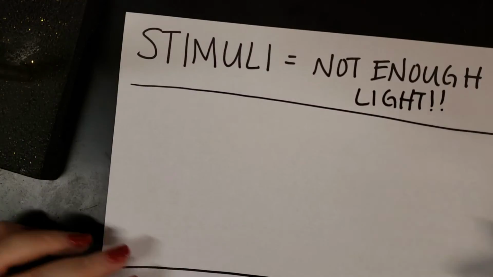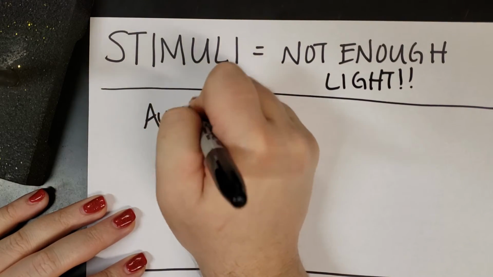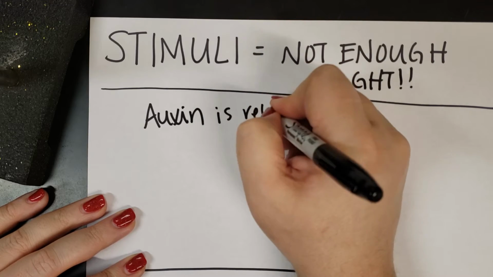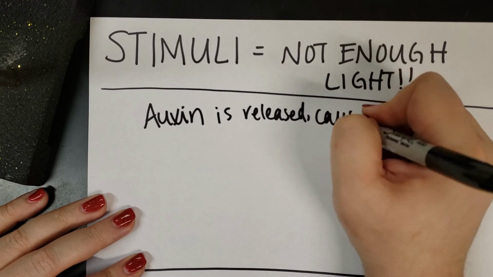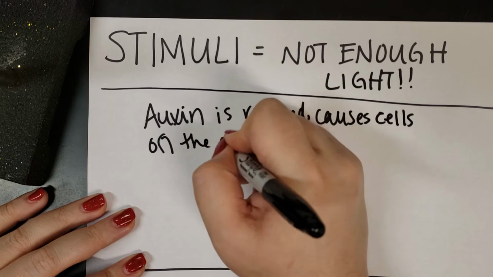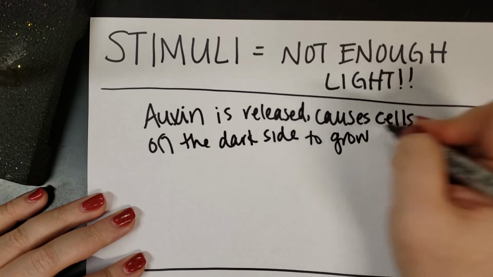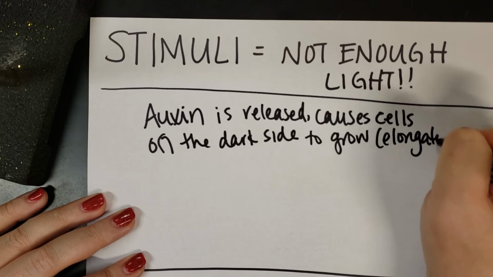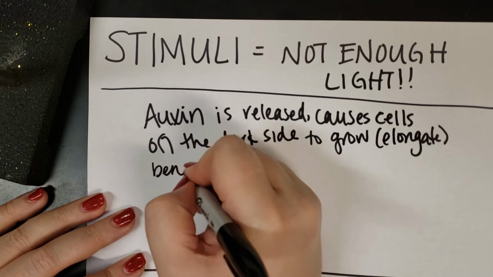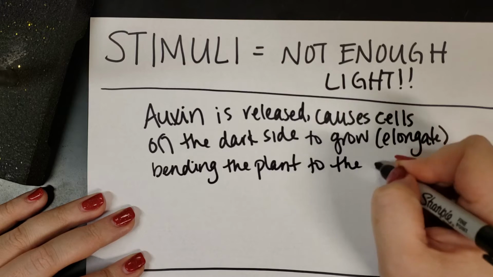All right, so our first stimuli is that there is not enough light. Oh no, what do we do? So when there's not enough light, auxin is released, and it causes cells on the dark side of the plant to grow or elongate, bending the plant to the light.